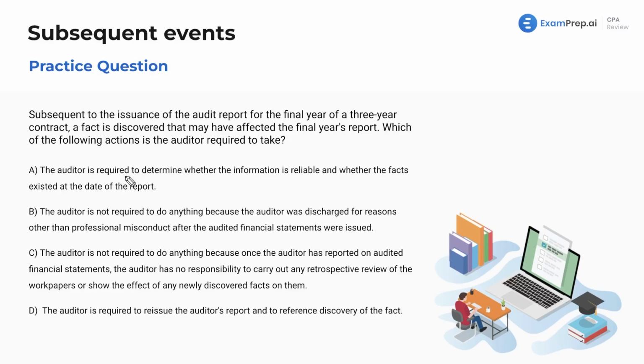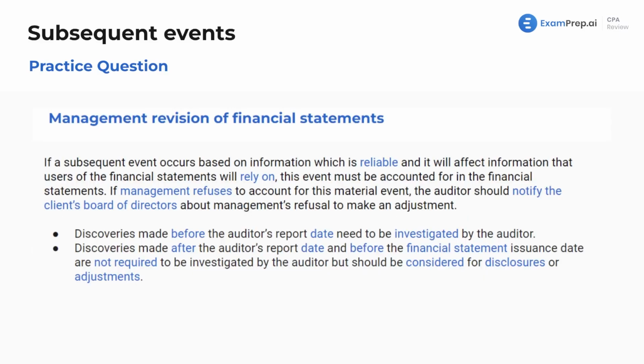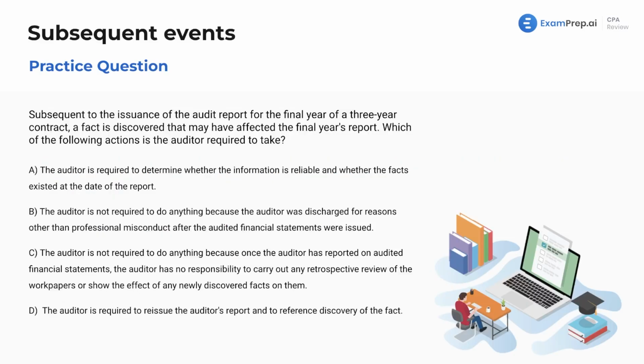Let's read through the answers. The auditor is required to determine whether the information is reliable. So let's just say we have subsequent to the issuance of the audit report. Let's take a look at a snippet from our lesson, and it is the same one from before. So discoveries made before the auditor's report date need to be investigated by the auditor, because if it's relevant, if it's material, if it should be disclosed, if it should be accounted for, then we're going to have to do so. So letter A, the auditor is required to determine whether the information is reliable and whether the facts existed at the date of the report. I'm going to say that's looking like a good answer, but let's keep reading along.